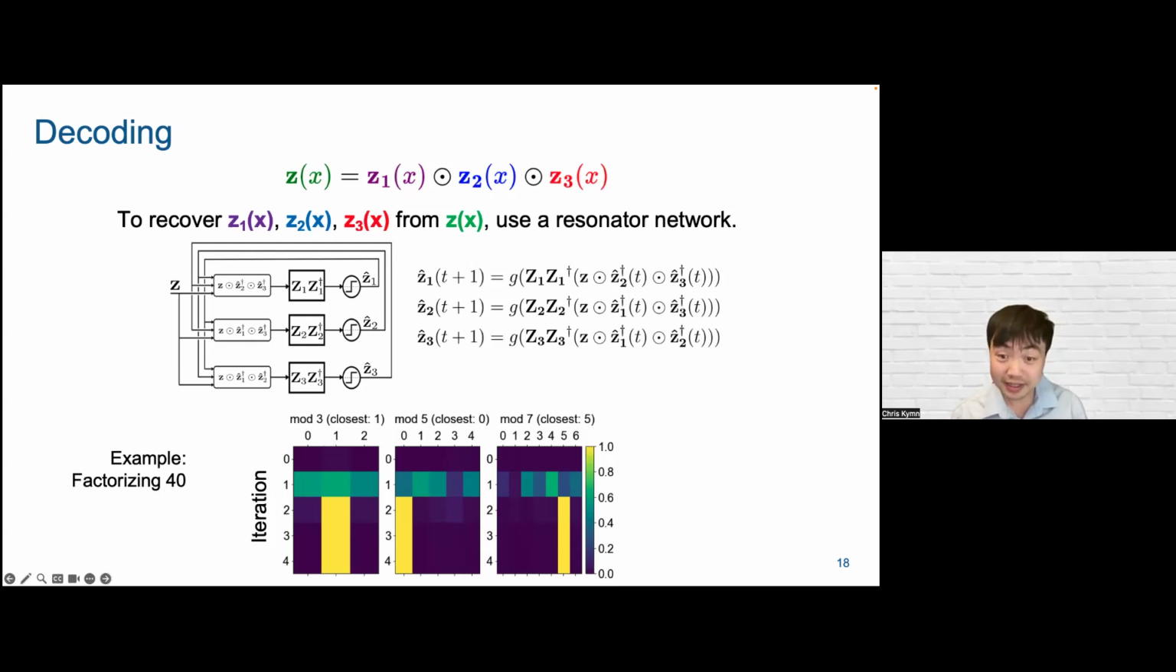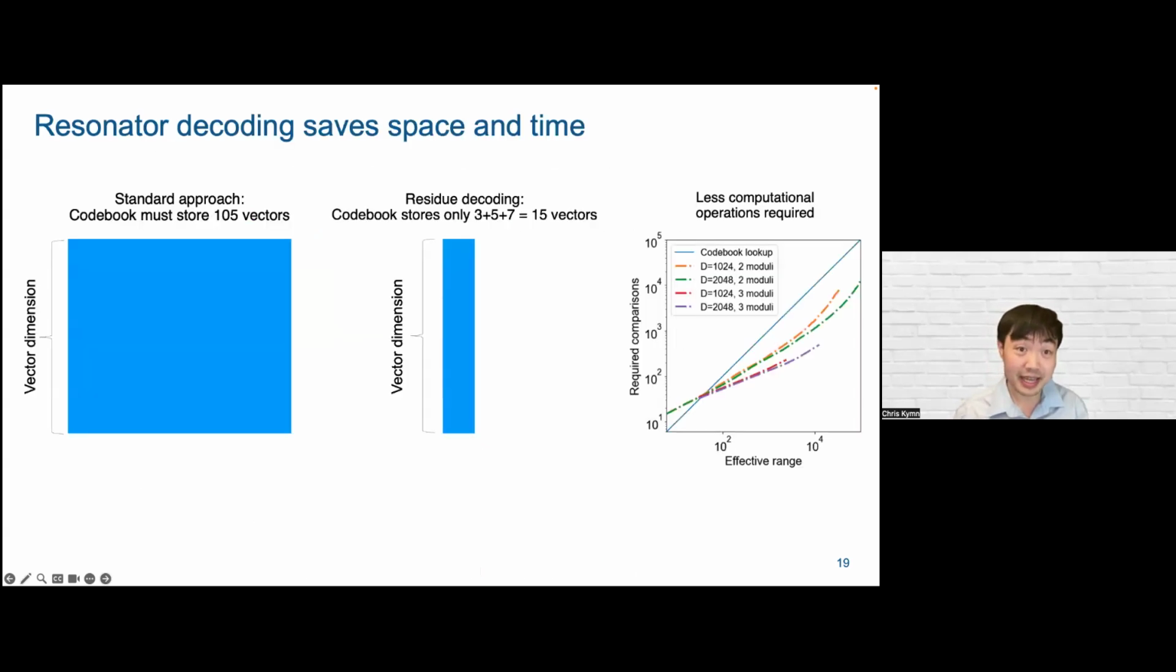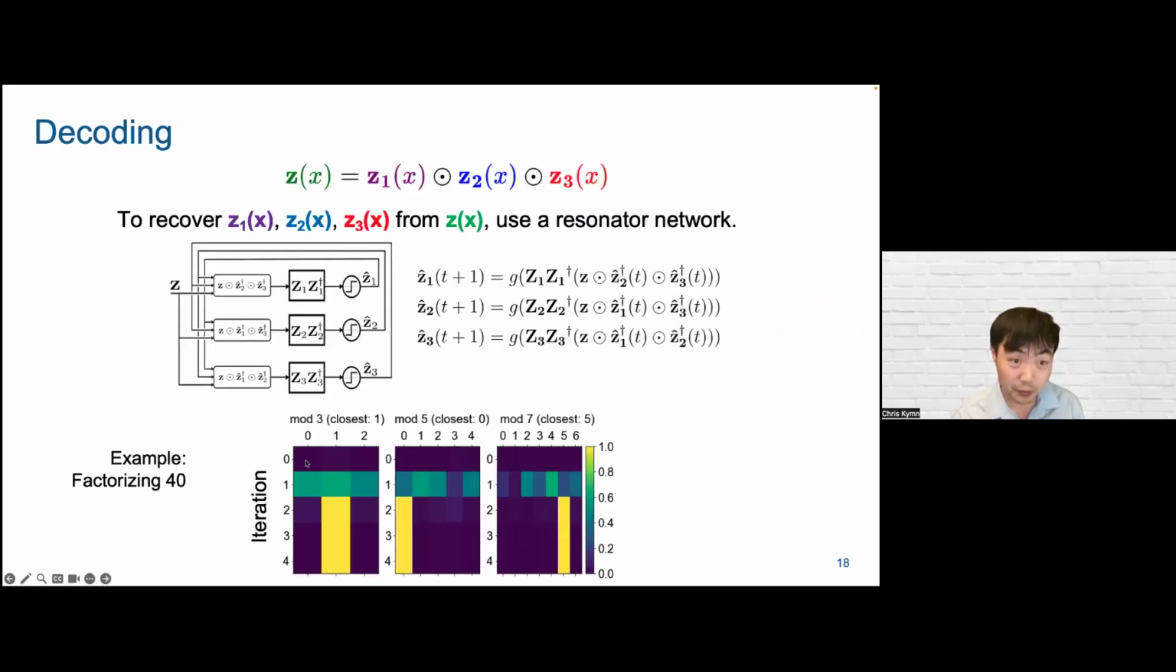The reason why this kind of solution is nice, or why it's going to be helpful, is that it saves both space and time in terms of the amount of compute that you would need. So a standard way of checking by brute force the number of possible solutions is going to require storing 105 vectors versus a residue decoding system where we only need to store 15 vectors. And then in addition to that, notice that on every iteration of the resonator network, we're performing 15 codebook operations or 15 comparisons per iteration.